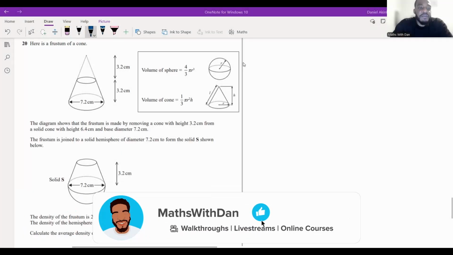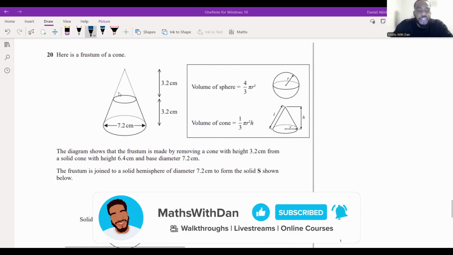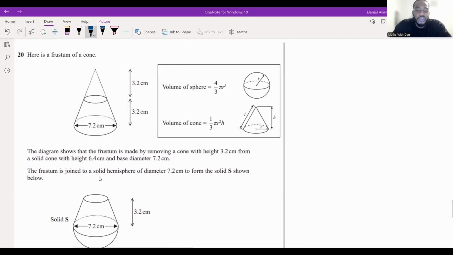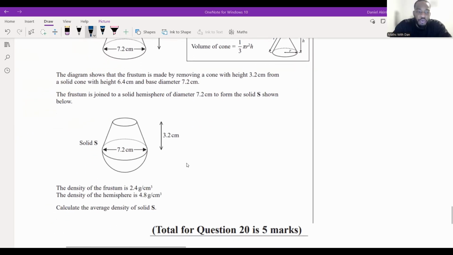It says here is a frustum of a cone, right? So remember, a frustum is just when you remove a smaller cone from a large one. Actually, it says the diagram shows that the frustum is made by removing a cone with height 3.2 centimeters from a solid cone with height of 6.4 and base diameter 7.2. The frustum is joined to a solid hemisphere of diameter 7.2 to form a solid as shown below, right?